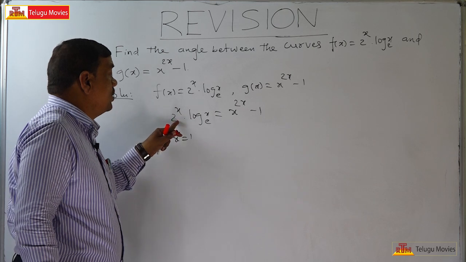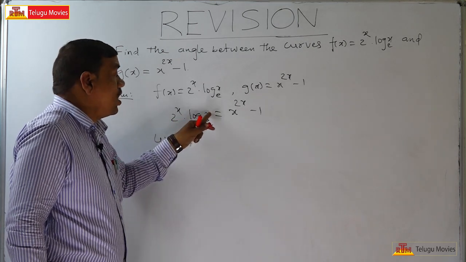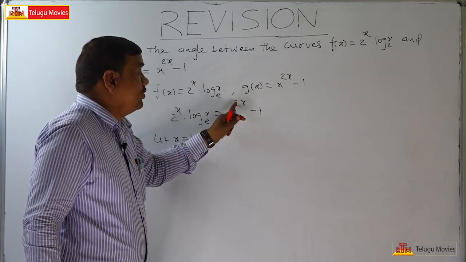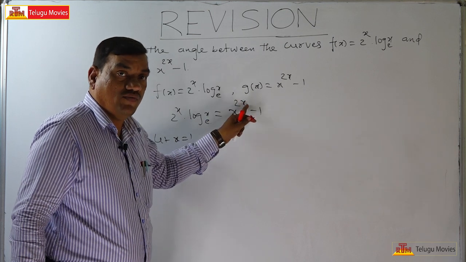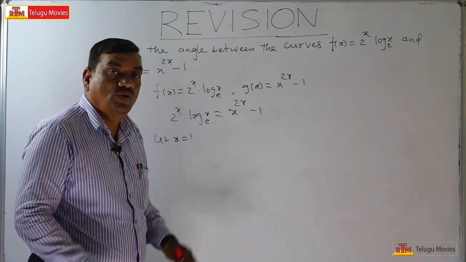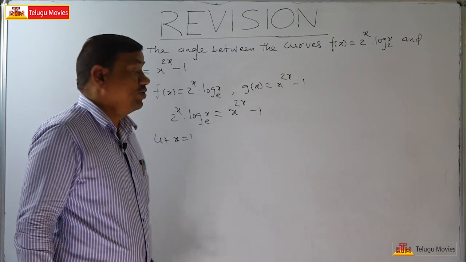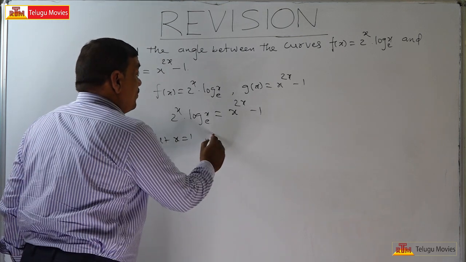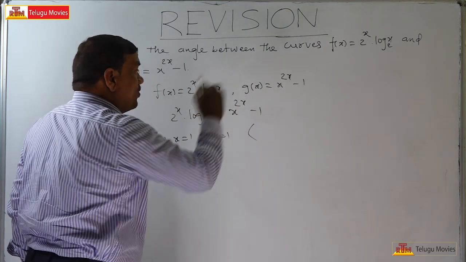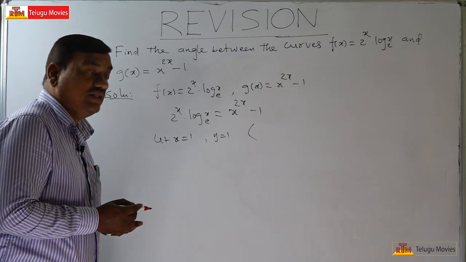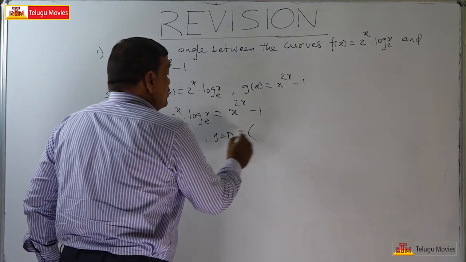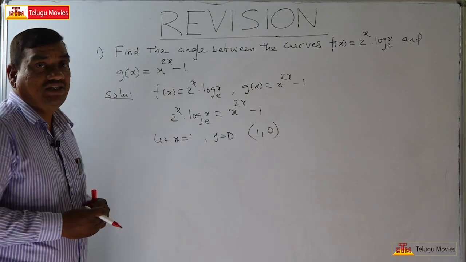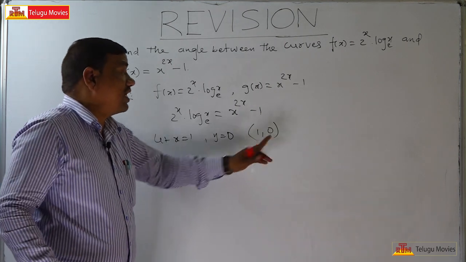What is the left hand side? 2 power 1, 2, log 1 to the base e, 0. And the right hand side, 1 to the power of 2 into 1, 1 to the power of 1, 1. 1 minus 1, 0. Therefore, 0 is equal to 0. Therefore, x is equal to 1 satisfies the equation. Therefore, y is equal to 0. So we don't know whether the curves are touching or intersecting, but their common point is 1 comma 0.